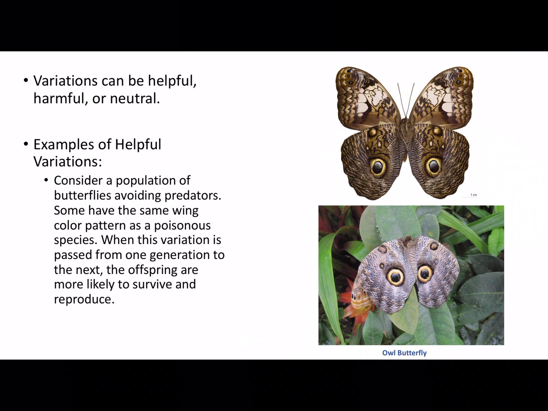Examples of helpful variations are like the owl butterfly on the right. Consider a population of butterflies avoiding predators. Some have the same wing color pattern as a poisonous species, or some of them can look like the owl butterfly. When this variation is passed from one generation to the next, the offspring are more likely to survive and reproduce.